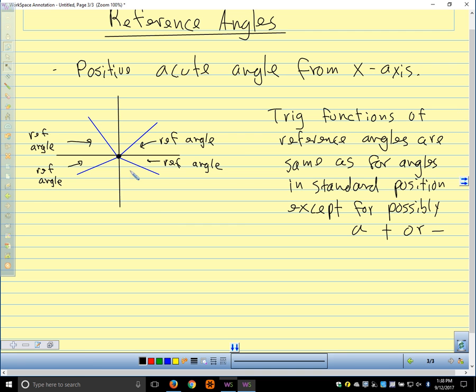And the nice thing about working with reference angles is you work with positive acute angles instead of big angles like 315 degrees or 238 degrees or 127 degrees. You can just work with a positive reference angle. And you can figure out what the reference angles are if you're given some angle here based on where you are in relation to 180 degrees or where you are in relation to 360 degrees. So I don't want to make a big deal of reference angles other than to point out that the trig functions are the same for those angles, except for possibly a positive or a negative. And we keep track of those positives and negatives based on which quadrant we're in.